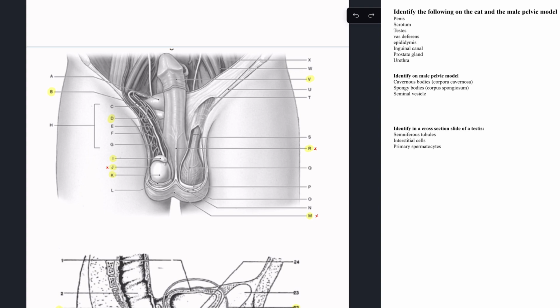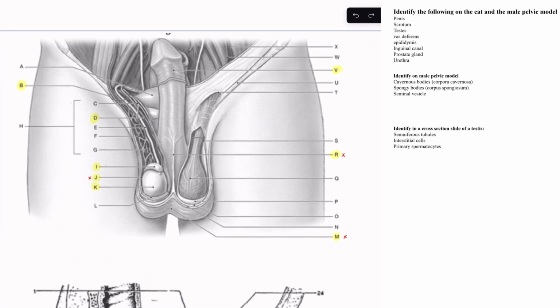Okay, hey guys, welcome back. Right now I'm going to go over the male pelvic system. This is the reproductive system for males. Okay, starting off, you guys already know what V is. You already know what this is. This right here is, of course, the penis.